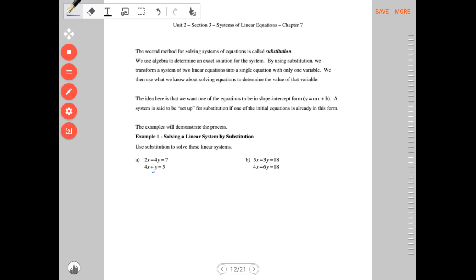Now look at this guy. He is the only variable there that doesn't have a coefficient. See, this x has a 2, that y has a 4, this x has a 4. So this y is the only letter in this set that doesn't have a coefficient. So that one's going to be easiest to do. So y, then the 4x comes across, so y equals negative 4x plus 5.